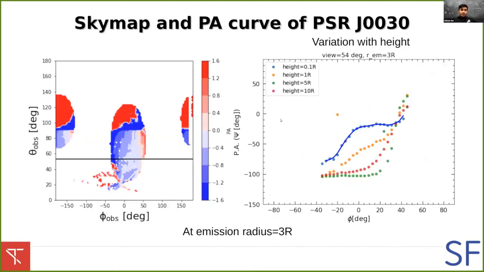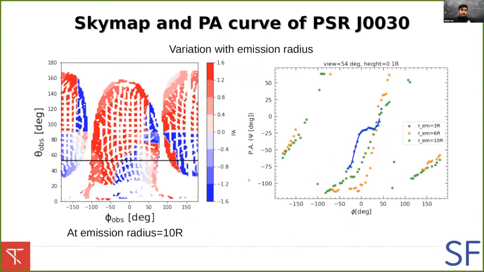And similarly, we produce the sky maps from these open field lines. If we fix the emission radius at 3R and vary the height of this emission, we get that very close to the surface, it gives this flat feature. However, at a much higher freezing height, we get more of an S-shaped curve.